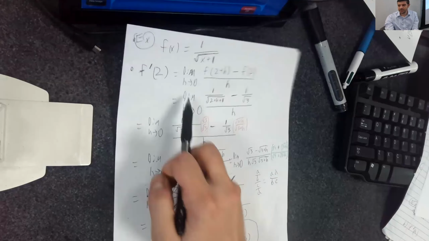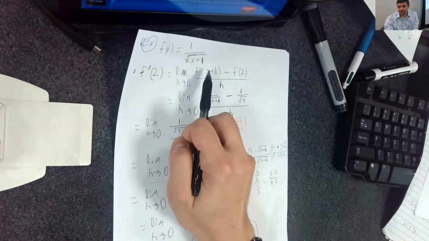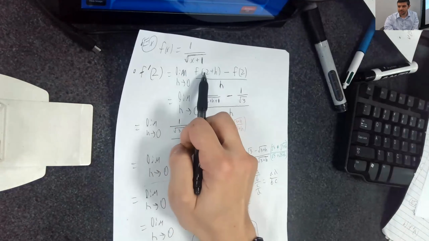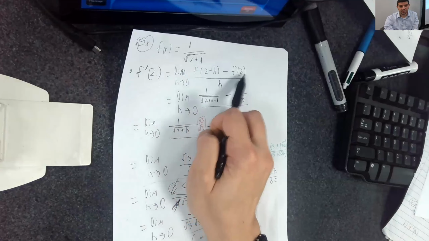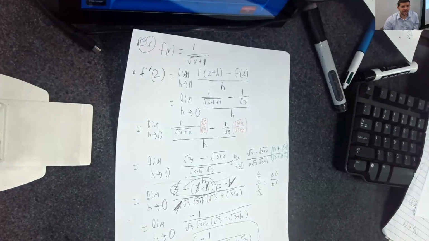Yeah, so in this piece, whatever crazy function they give you, you'll plug in 2 plus h. That'll all be in the numerator, and the denominator at the end will always be h. It never switches to the numerator, and nothing else goes into the denominator. It's just the h.